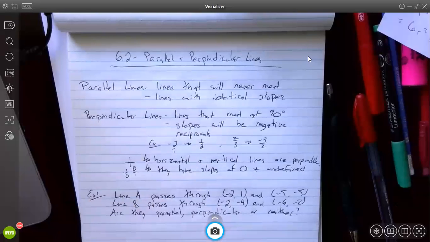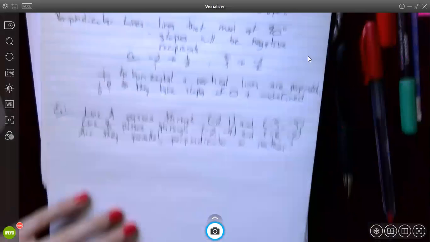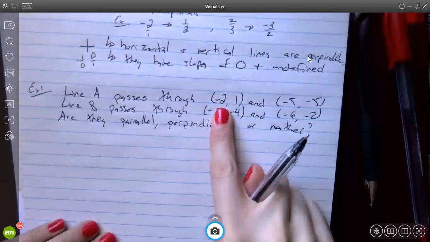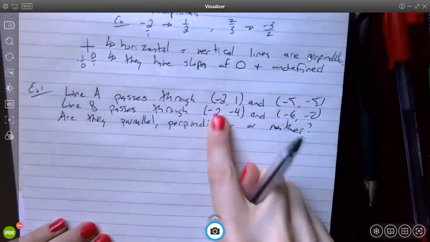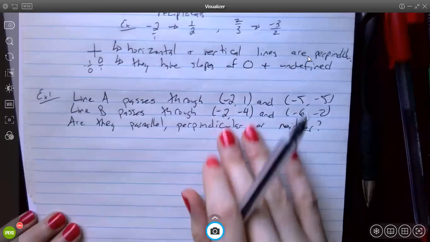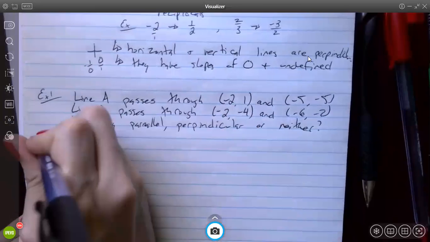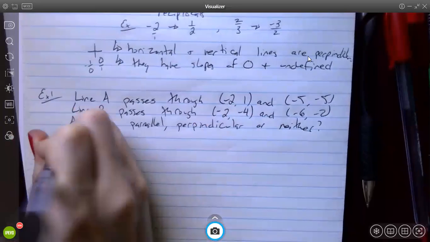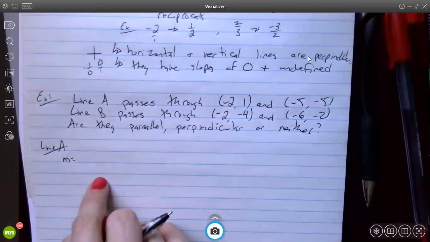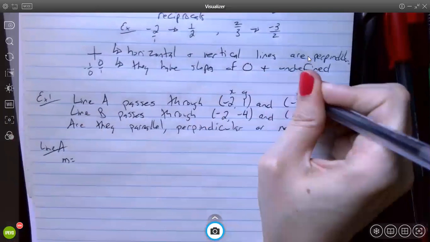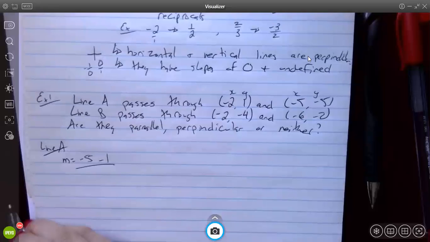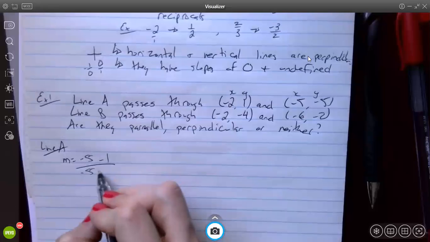So the first example here says that line A passes through these 2 points, line B passes through these 2 points. Figure out if the lines are parallel, perpendicular, or neither. So step one is going to be to find the slope of both of these lines. So for line A, again, we're just going to do y2 minus y1 over x2 minus x1. So this is our xy, xy. So we'll do -5 minus 1 over -5, take away -2.